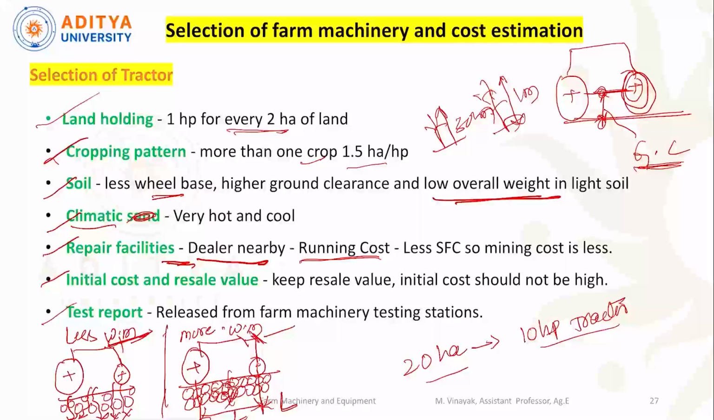Here, specific fuel consumption is nothing but how much fuel is consumed by a particular machine for operating in a particular land.